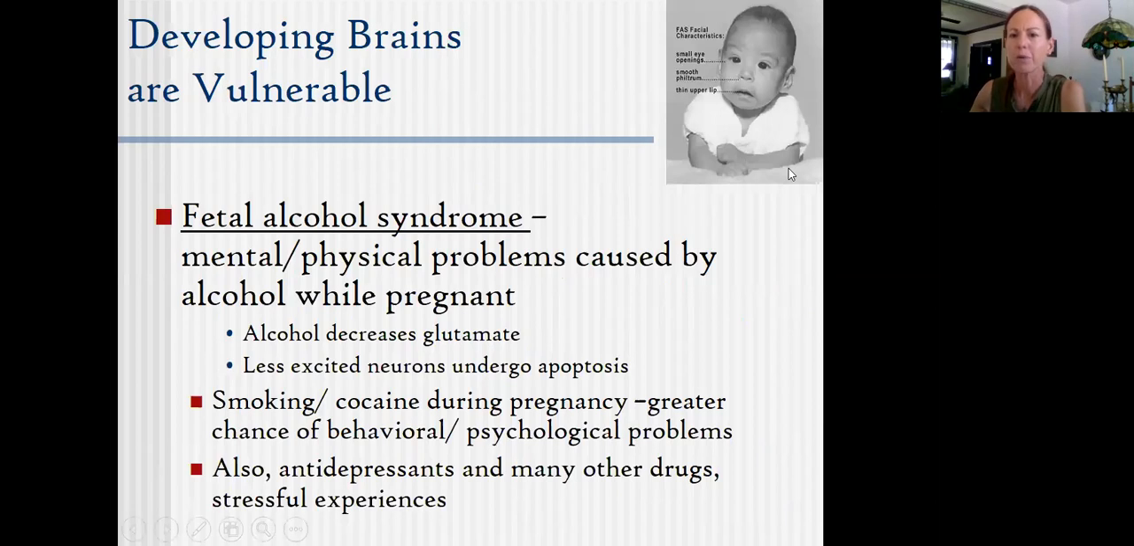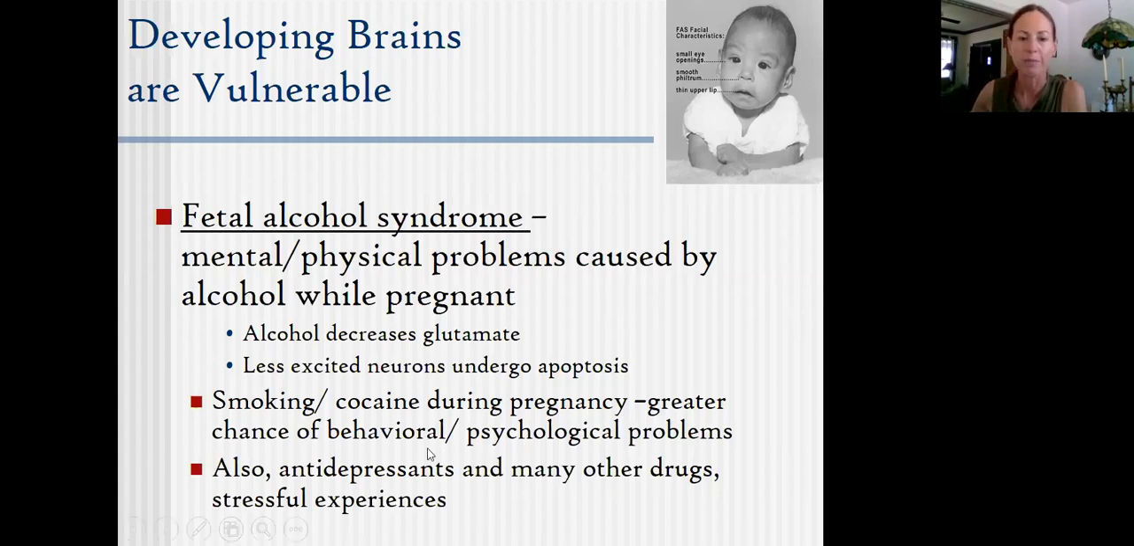Okay. Developing brains are also very vulnerable, much more vulnerable than our adult brains. So, for example, the biggest cause of mental disability in childhood is fetal alcohol syndrome, and that's drinking while pregnant. We do see mental and physical problems caused by that. Alcohol is going to decrease glutamate. Glutamate is an excitatory neurotransmitter, so neurons that are not getting excited are not getting those neurotrophins, and therefore they're getting that apoptosis, and they're dying.